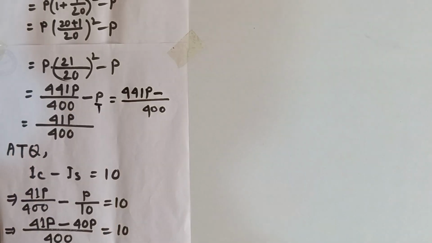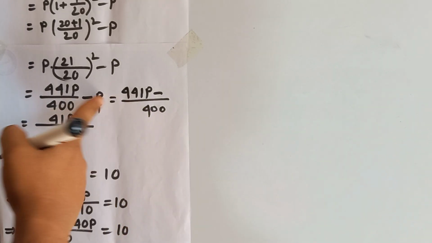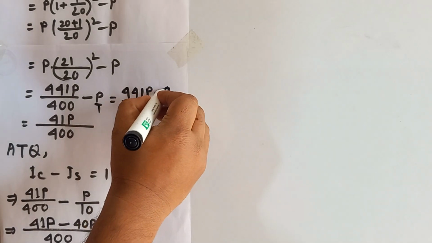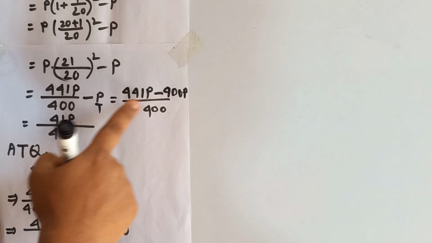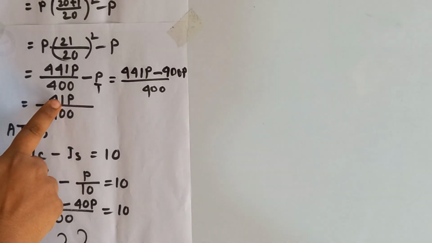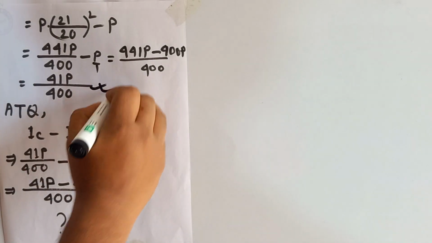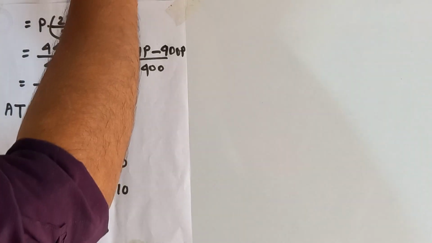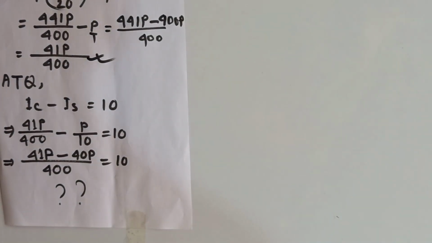This P has a denominator of 1. Now we divide this 400 by 1, we get 400. 400 is multiplied with P and we get 400 P. Now we subtract 400 P from 441 P and we get 41 P by 400. This is the compound profit. This is simple profit and this is compound profit, my dear student.